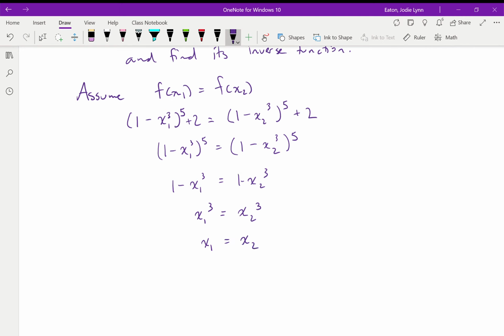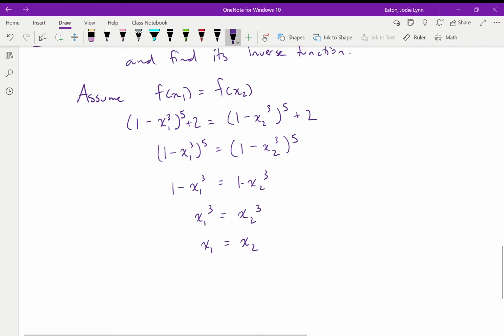You can see, though, if either of these was an even root, we would not be able to show that this was 1-to-1. In fact, it would not be 1-to-1. Okay, so we've proved it's 1-to-1. Now let's find the inverse function. So therefore, f is 1-to-1.